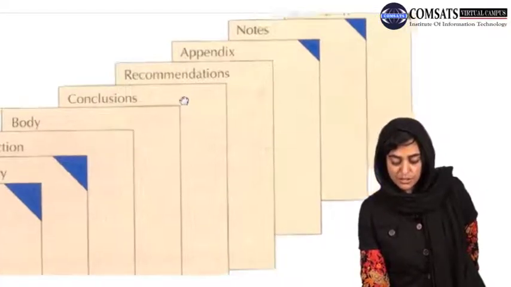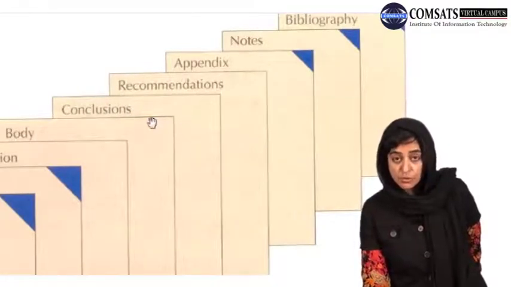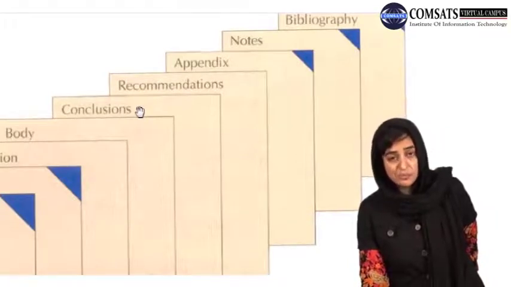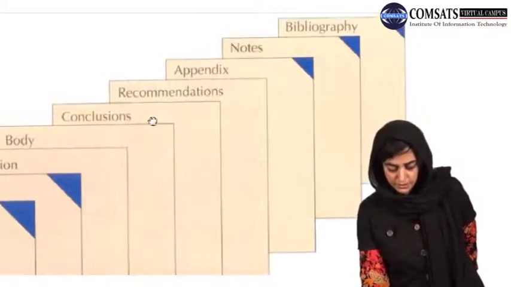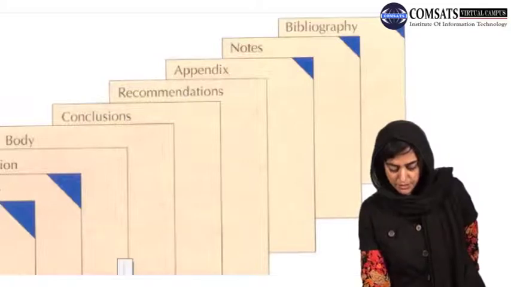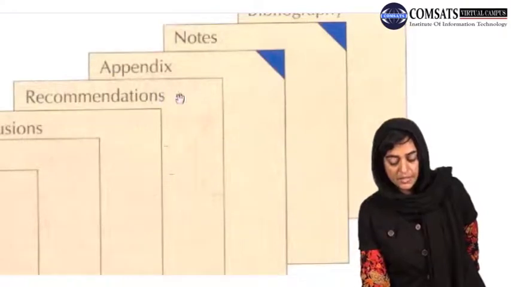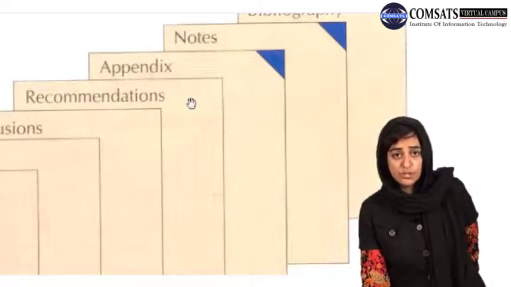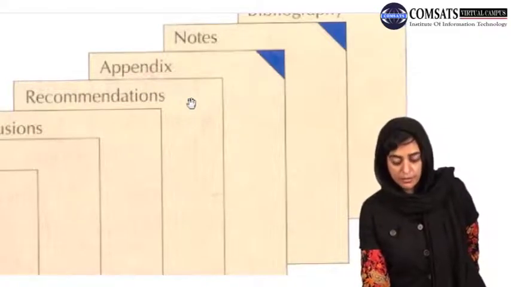Next, dear students, is the conclusions. Only the yellow mark that again shows that it is present both in the formal reports as well as in the informal reports. Then next, dear students, let me increase the size a little bit for you. Here, these are the recommendations. The recommendation portion over here is again marked only yellow. That means that recommendation portion is both for the formal reports as well as for the informal reports.